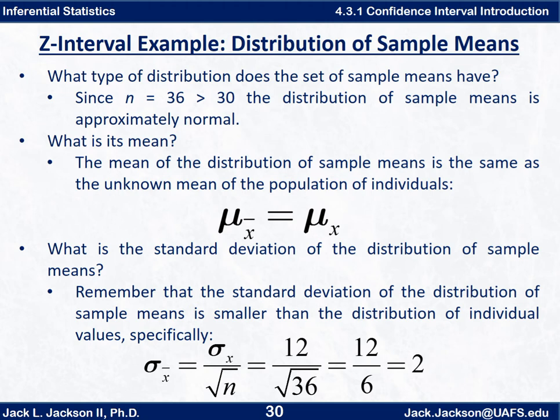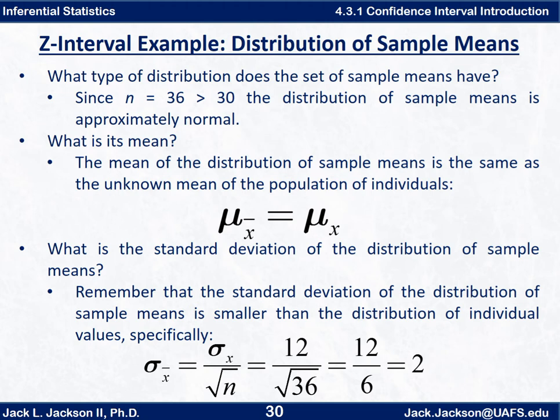Well, remember that the standard deviation of the distribution of sample means is smaller than the standard deviation of the distribution of individual values. Specifically, the sigma of the x bars is the sigma of the x's divided by square root of n. In this case, that's 12, which was given to be sigma of x. N is 36. Square root of 36 is 6. 12 divided by 6 is 2. So sigma of x bars is 2.